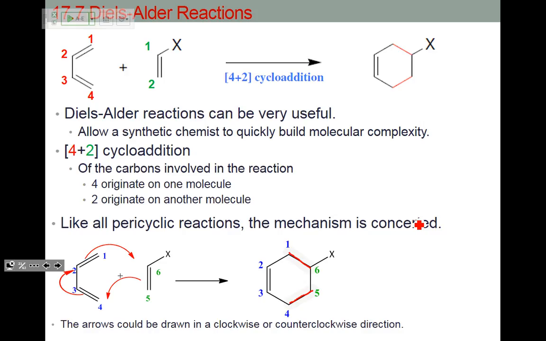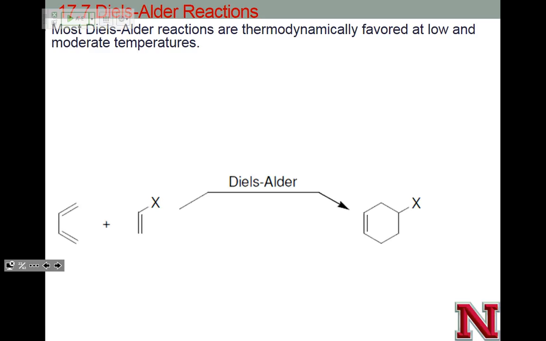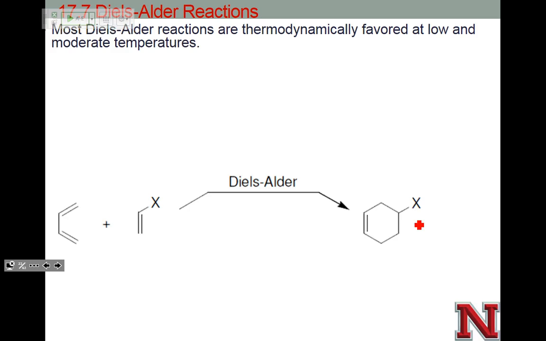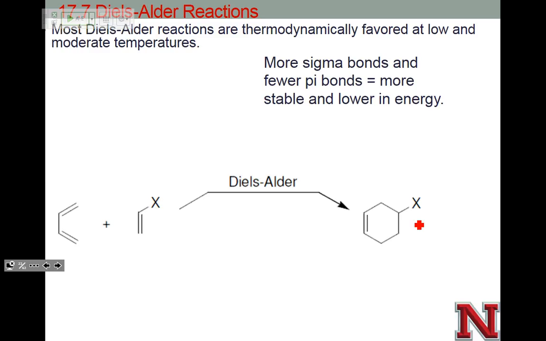So the arrows can be drawn in a clockwise or counterclockwise direction, and they're both acceptable as long as you're showing the sigma bonds forming and the pi bond breaking. And this is what our transition state looks like. Again, notice we don't have any charge. So most Diels-Alder reactions are thermodynamically favored at low and moderate temperatures. More sigma bonds and fewer pi bonds equal more stable and lower energy.